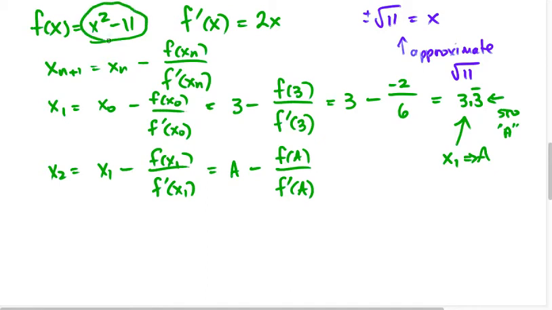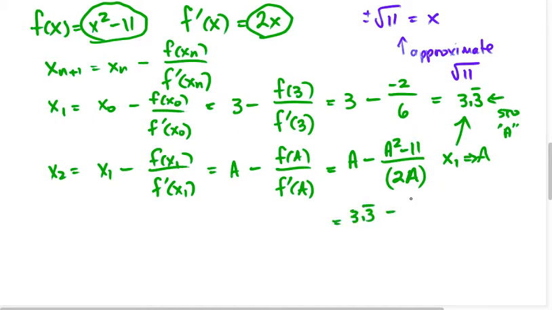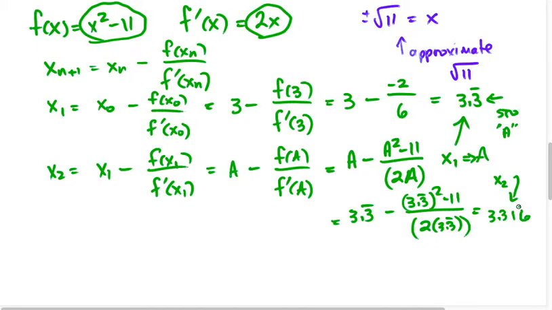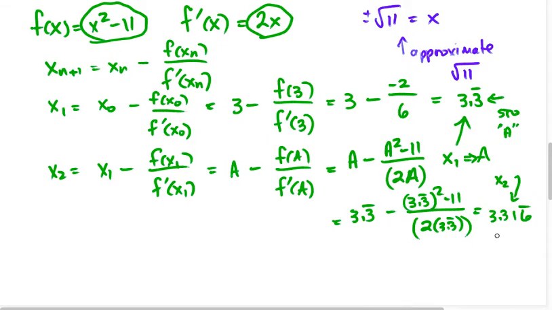So x1 is A minus f of A over f prime of A. If you have this formula and this formula as your function and derivative, it's actually easier to just use A minus A squared minus 11 over 2A. Make sure you use brackets so you get that bottom part. And on your calculator, you are doing 3.3 repeating minus 3.3 repeating all squared minus 11 over 2 times 3.3 repeating. And you are getting a new value, which is x2. And that approximately is 3.316 repeating. Now we can store that as A.